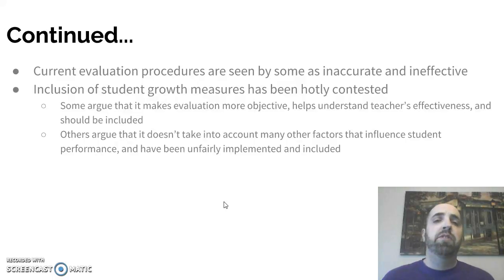The current evaluation procedures are seen by some as being inaccurate and ineffective. There's a multitude of reasons for this. Little things such as admin not being able to be subjective enough with the teacher, having bias towards a certain teacher. I talked about growth measures being a problem with this. You could talk about teachers who feel like they're seen one day and it's not a reflection of what they actually do. There's a lot of reasons that people feel like they're inaccurate, there can be ineffective, and teachers don't learn from them.